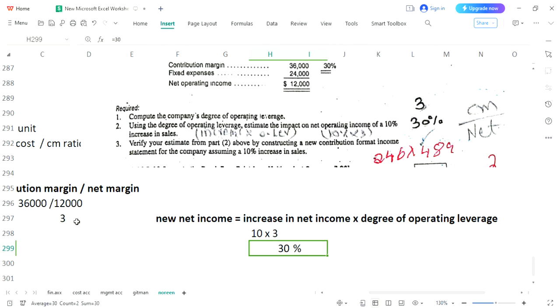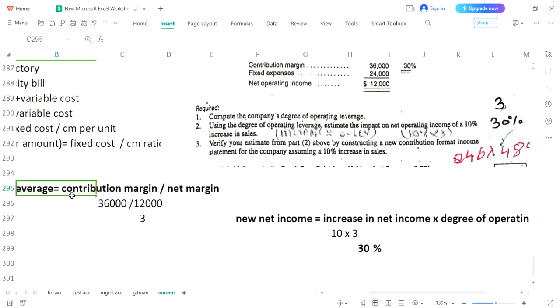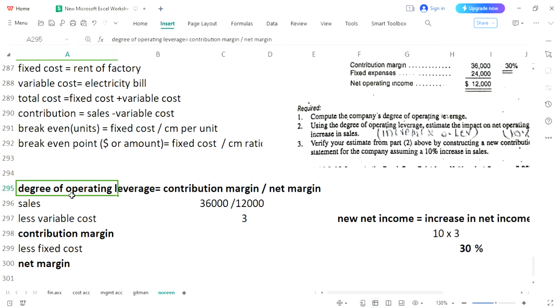You can see that in managerial accounting you do not need to solve lengthy questions. These are small questions with which you will decide whether the situation is in your favor or it is unfavorable. Two formulas you have used today: degree of operating leverage by dividing contribution margin by net margin. It was given in the book, contribution margin was 36 and net margin was 12, and you had divided and got your degree of operating leverage as 3.